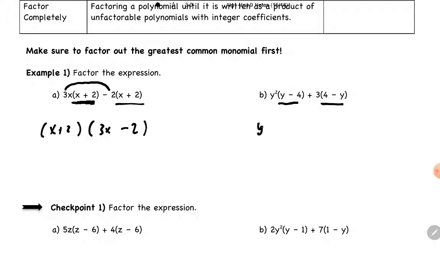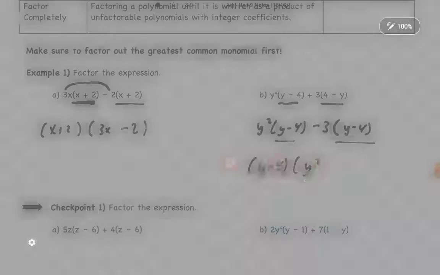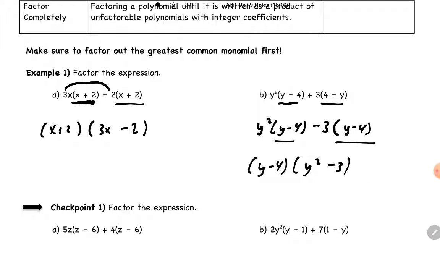Yes, I'm going to change it a little bit. Y squared, y minus 4. I'm going to factor out a negative. If I factor out a negative, this positive 3 becomes a negative 3. And on the inside, I'll get y minus 4. So now these look the same. So that means I can group these together and then put the rest, the y squared minus 3, here.